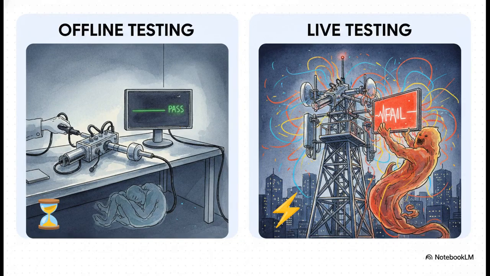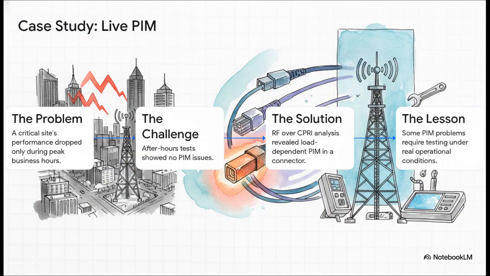And being proactive is only possible because we can test live. This comparison really drives the point home. Traditional offline testing completely misses the live load conditions that are causing the problem in the first place. Live testing with tools like RF over CPRI lets you see the network in its natural messy state, and that's where the ghosts live.